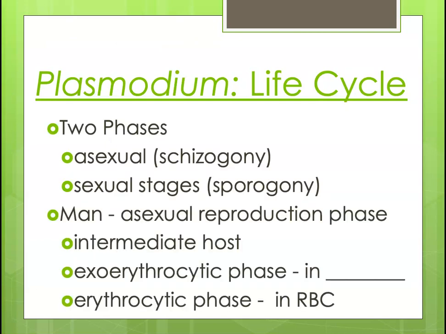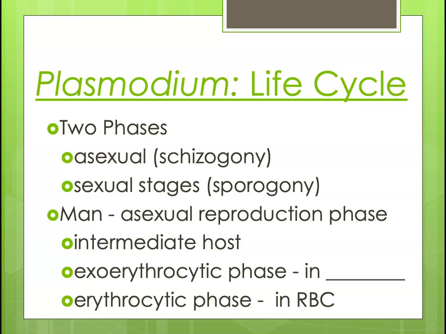So we've sort of saved the best for last as far as life cycles go. This is the most complex life cycle you'll learn of all the parasites we've covered. There are two phases for Plasmodium. There's a sexual reproductive stage and an asexual reproductive stage. So the asexual is called schizogony. The sexual stages of reproduction are called sporogony.